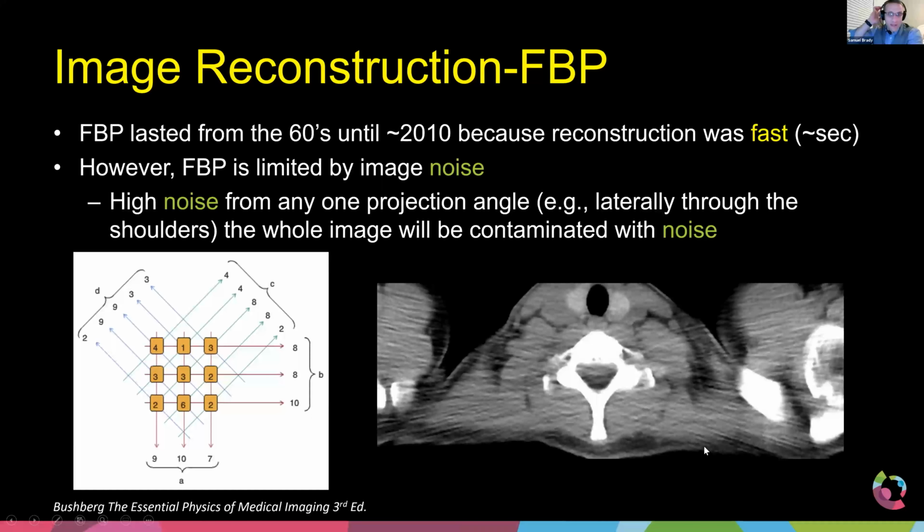So why did filter back projection last for so long? It was as fast as can be. You could reconstruct head to toe, hundreds of images, in milliseconds, just very quick.